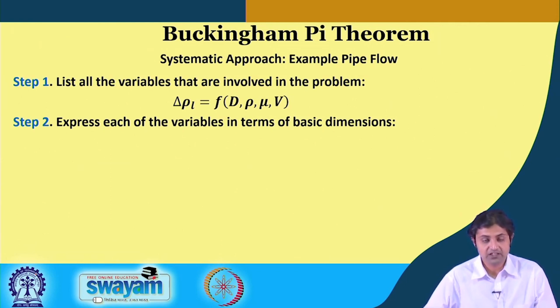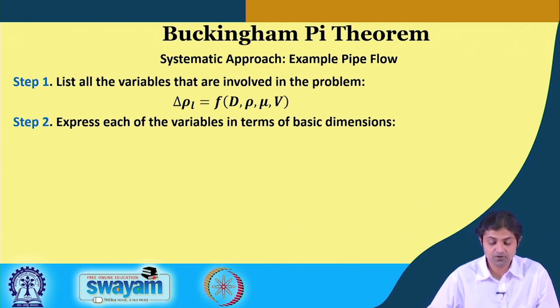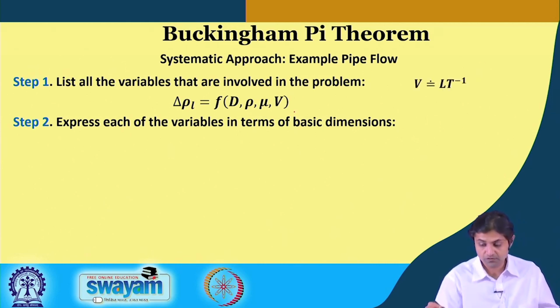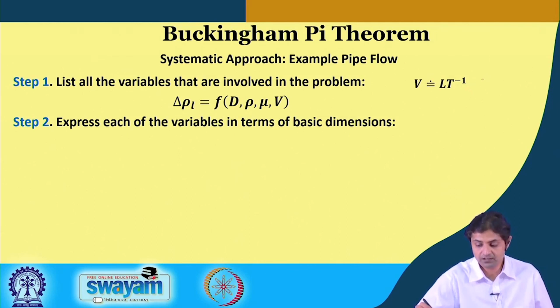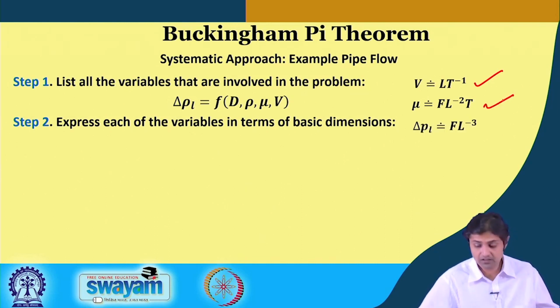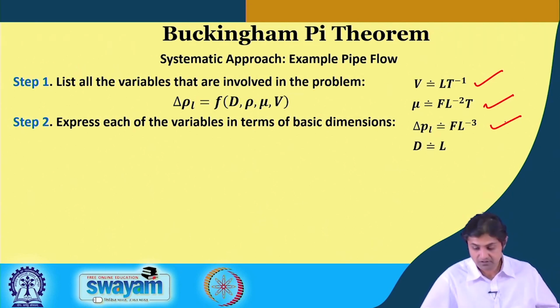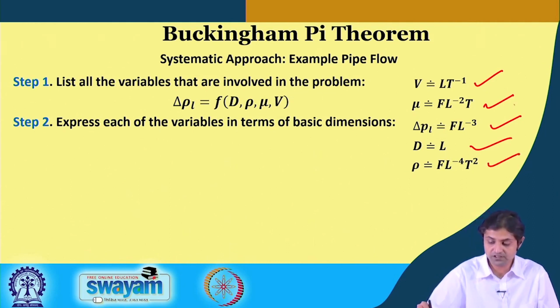Second step is we have to express each of these variables in terms of basic dimensions. Very simple to do. So, we have to write down the dimensions of all these 5 variables. So, velocity is LT^-1. Mu is FL^-2 T. So, delta P over L is FL^-3. These dimensions, if you recall, we had written some slides ago when we were trying to explain it through experimental procedures. And d is L, and whatever remaining, it is rho, it is FL^-4 T^2. So, this is step 2.